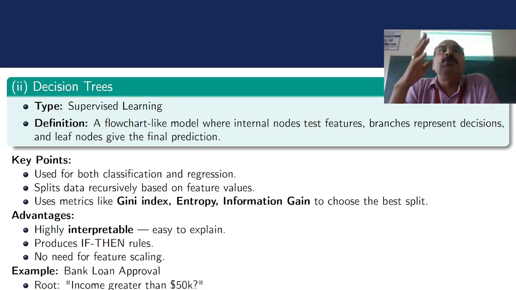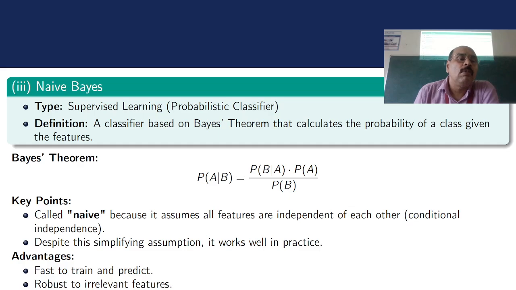What are the things that you need to write in an exam? If there's a question asked on decision trees, the type of algorithm, its definition, important things, advantages, and an example. Naive Bayes definition, the Bayes theorem.